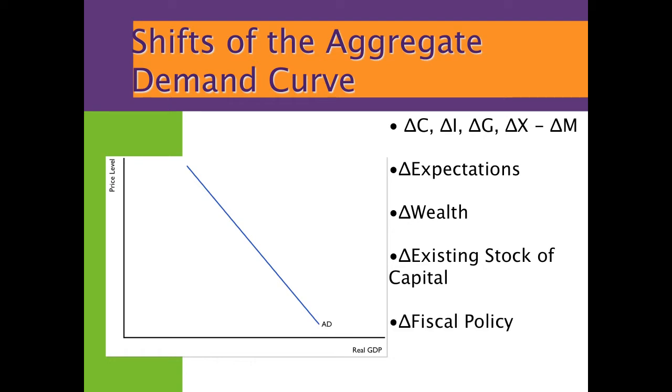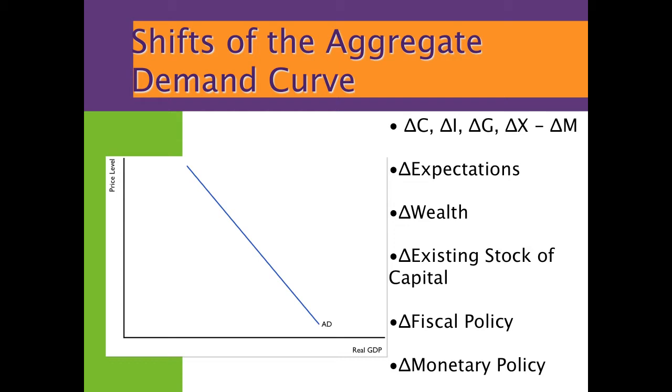And then, of course, fiscal policy. What that means is when taxes are raised, people have less money in their pocket, so you'll see a shift inward to the left. When taxes are decreased, you'll see a shift right, because people have more money in their pocket, theoretically. So again, these are how the demand curve shifts.